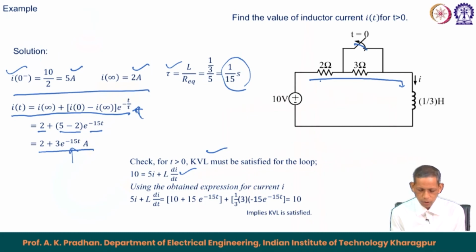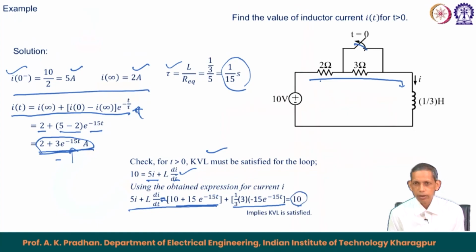Now we got the corresponding expression for I, you have already obtained this one. So, if we substitute here, 5 I plus L dI by dt becomes equal to this part plus this part, and the terms cancel each other, which happens to be 10. So, 5 I plus L dI by dt happens to be 10. It means that the corresponding Kirchhoff's voltage law holds good when you take the corresponding current to be this. So, this current is all right.